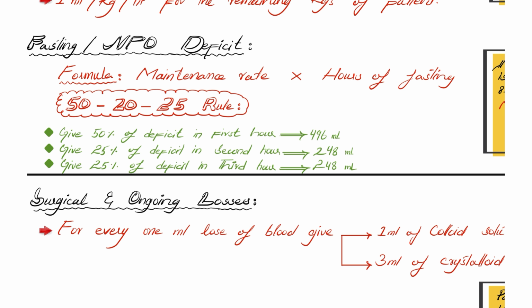Now this 992 milliliter is given to the patient by applying the 50-25-25 rule. That is, we give 50% of the NPO deficit in the first hour, which is 496 milliliter, and then we give 25% of the NPO deficit in the second hour, which is 248 milliliter, and then we give the remaining 25% of the NPO deficit in the third hour, which is the same 248 milliliter.